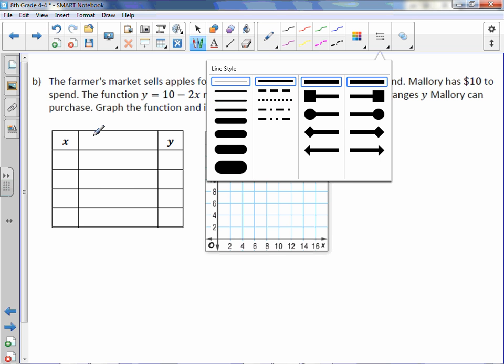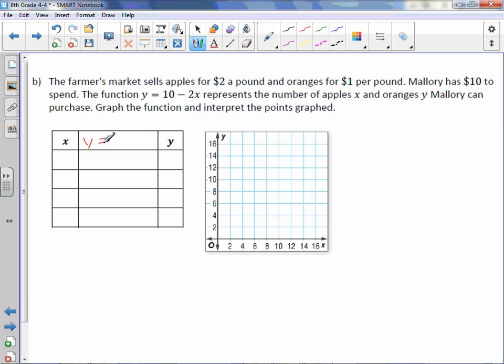Okay, so our function is y equals 10 minus 2x. Now, again, we can buy 0 pounds of something, so we'll count up from 0. And actually, if you look at the graph, it looks like it counts by 2s. So I'm going to count by 2s here. 2, 4, 6. It doesn't matter what numbers you choose. Use whatever makes it easier depending on your graph. So plug them in.